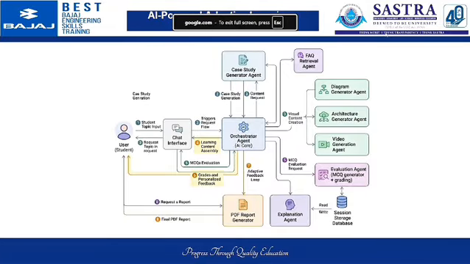At the heart of our system is a multi-agent AI framework. Think of it as a team of intelligent assistants working together. When a student enters a topic, the AI orchestrator acts as the brain of the platform. It coordinates multiple specialized AI agents. For example, the case study agent generates a real world scenario.